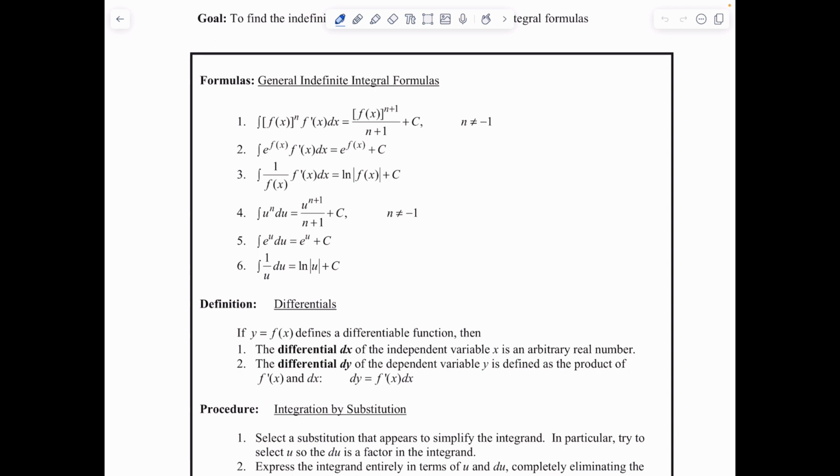Some of the ones that may seem a little newer are 4, 5, and 6, where we have the integral of u to the n du, the integral of e to the u, and the integral of 1 over u du. Again, we're using substitution, so these ones are going to be very handy for us if we need to substitute something in place of u.